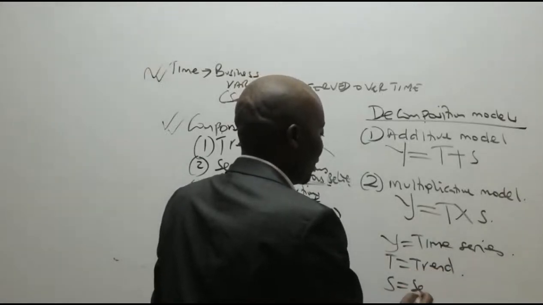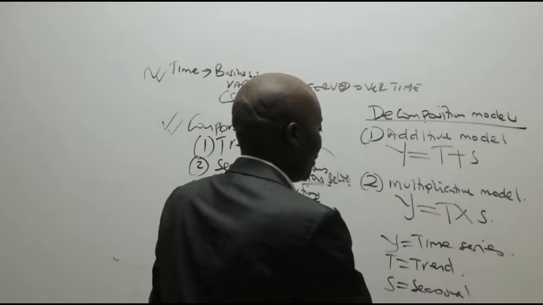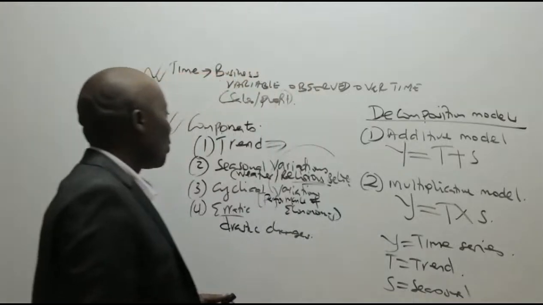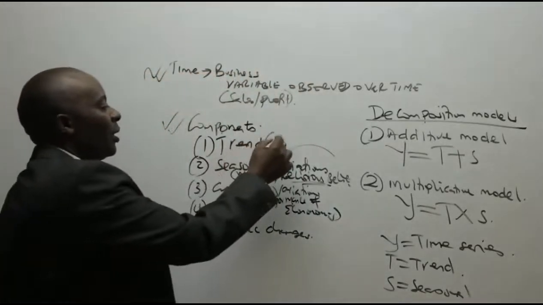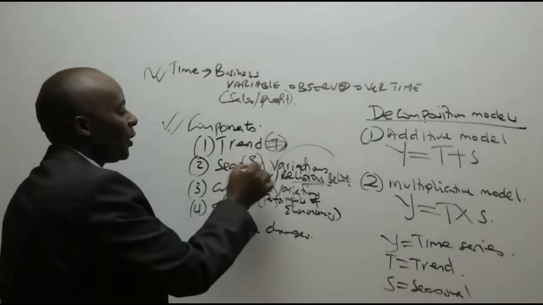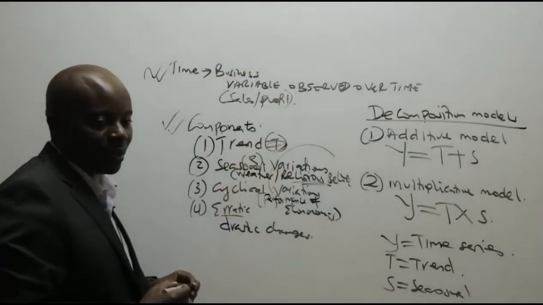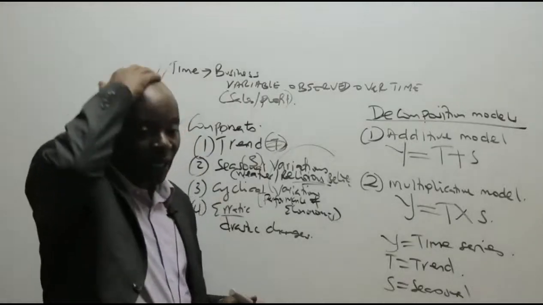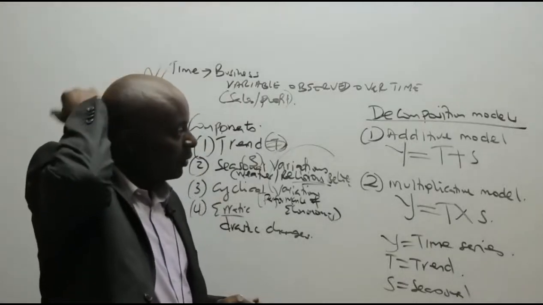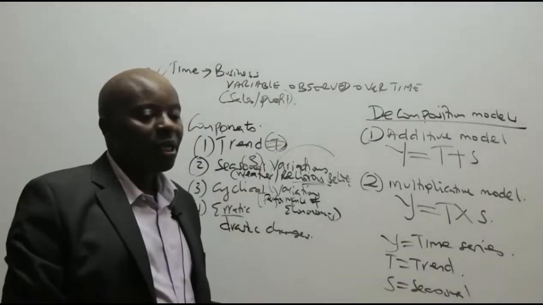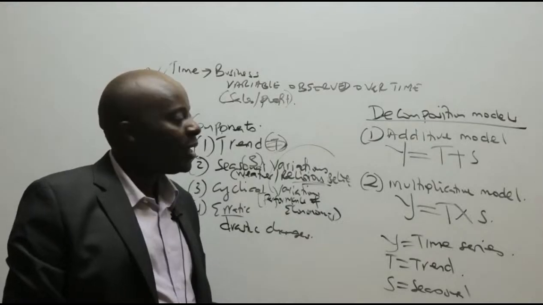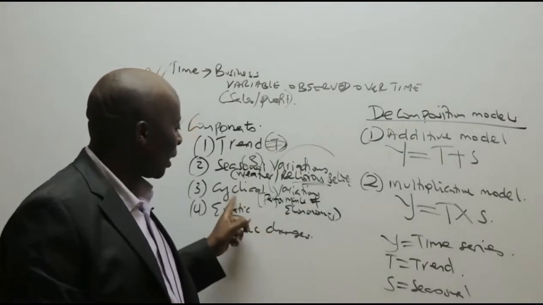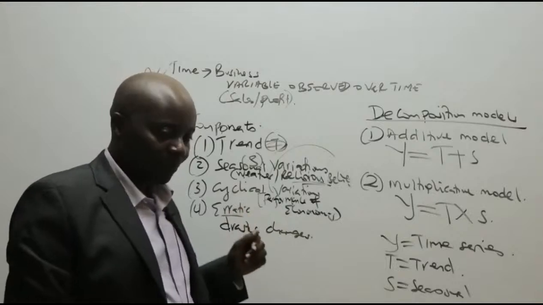And S is the seasonal. So we have T, this trend here, and then this is S, the seasonal. Now, if you're keen enough, you must have realized that in our decomposition models, there is no way we can ever bring in the cyclical and the erratic.